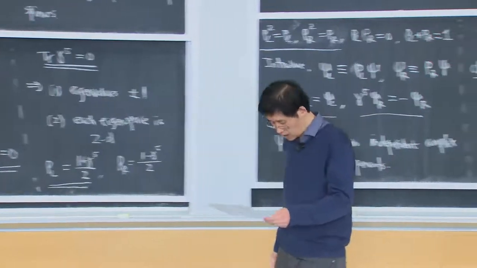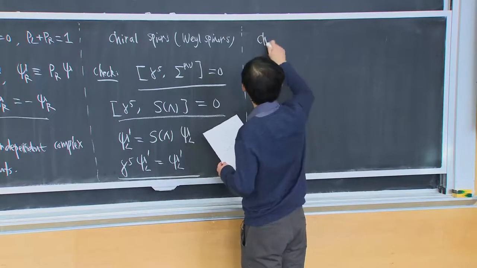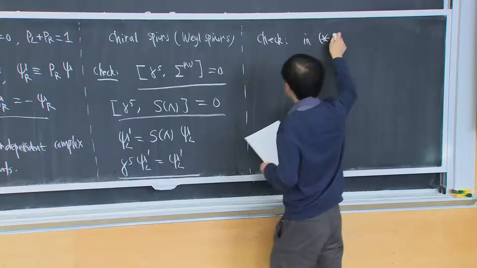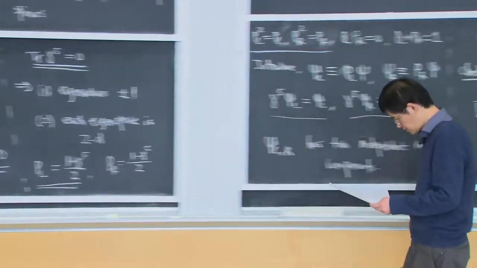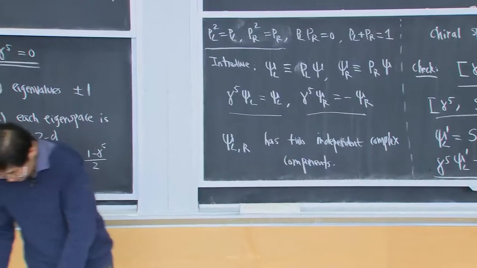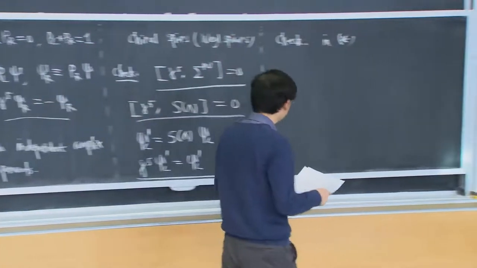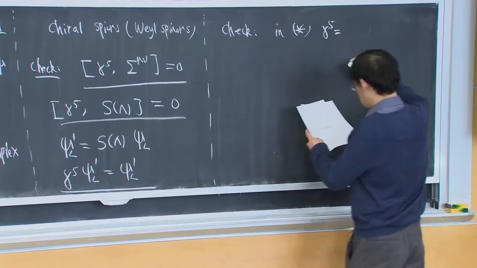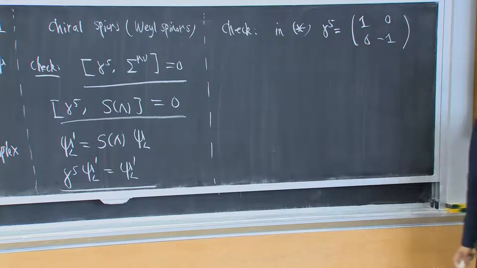So in the chiral representation, that particular choice of gamma matrices is called the chiral representation, because in that choice you simply have upper two components and lower two components. You can check yourself by working it out that gamma 5 indeed just has a block diagonal form, 1, 0, 0, minus 1. In that case, it's very simple. But in other representations, gamma 5 can be more complicated.